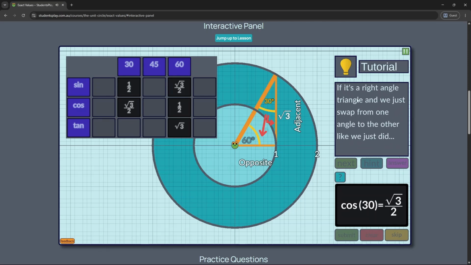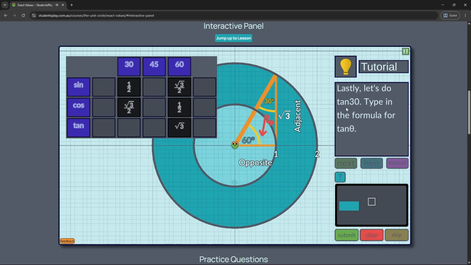If it's a right angle triangle and we just swap from one angle to the other like we just did, then the opposite and adjacent sides swap. Yeah, I mean, that's what we did, right? Originally the adjacent was down here, opposite was over here when we're using the 60, but now they swapped. So the results of sine and cos will also swap.